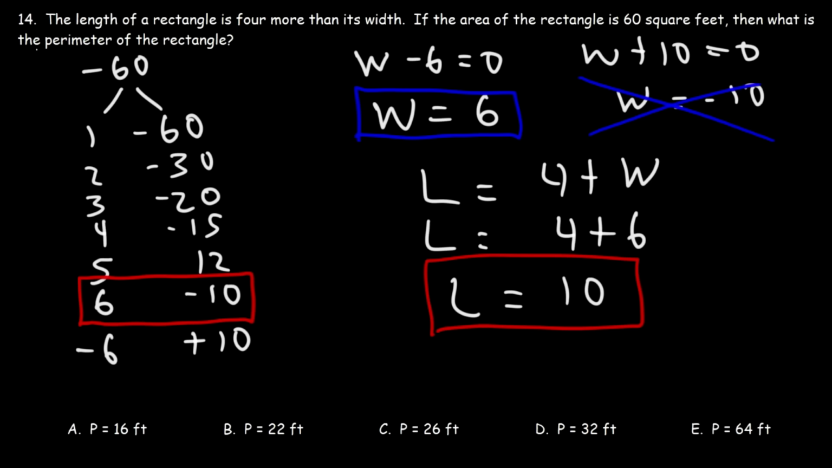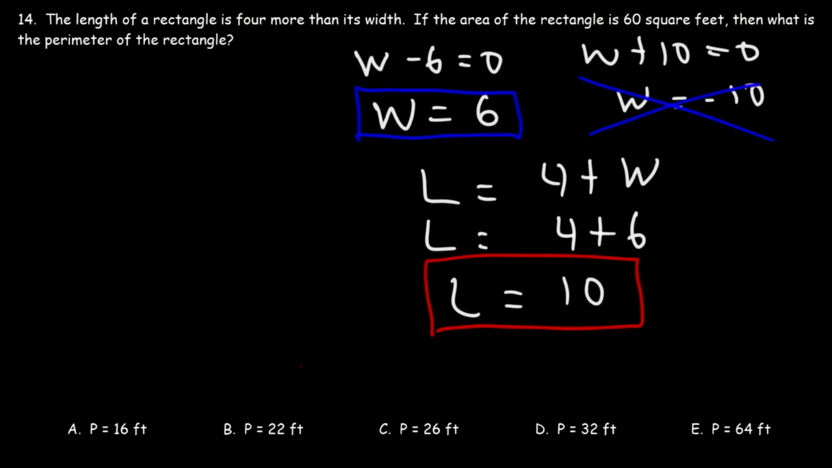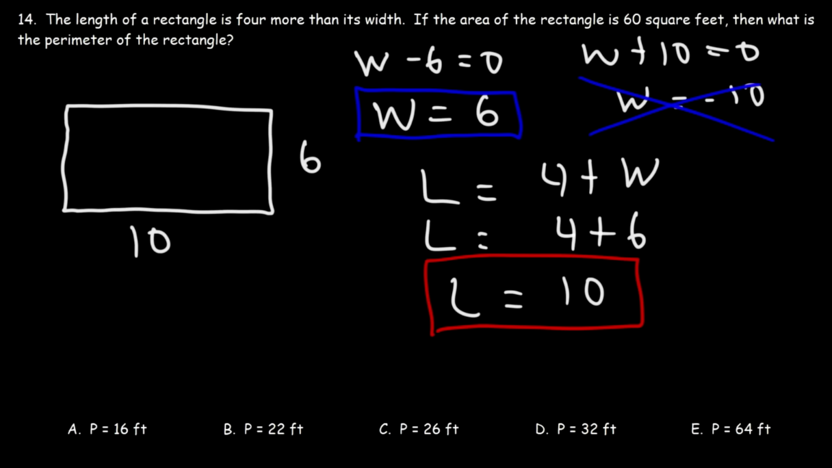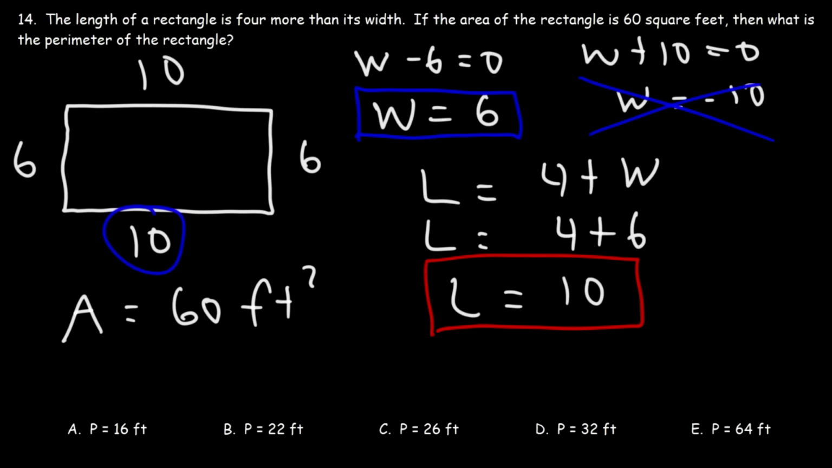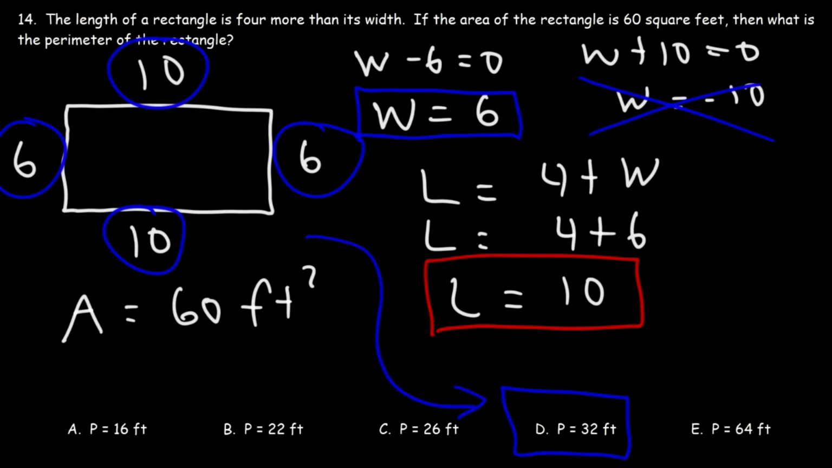So now let's go back to our picture. Let's draw the rectangle. It has a length of 10 and a width of 6. So we can see that the area is 10 times 6, which is 60 square feet. Now this side is 10 and this side is 6. To calculate the perimeter, all we need to do is add up the four sides. 10 plus 10 is 20, 20 plus 6 is 26, plus another 6, that's 32. So the perimeter of the rectangle is 32 feet. And so that's it for this problem.